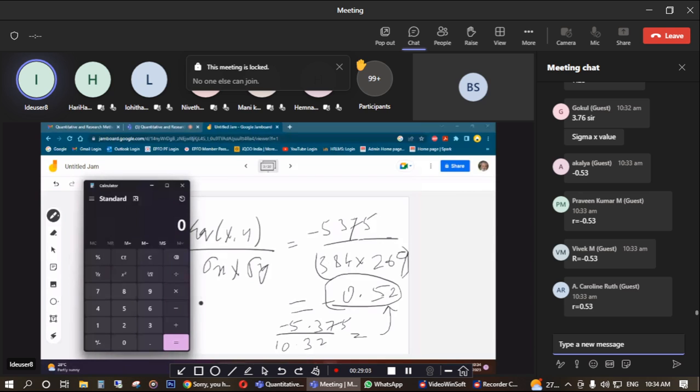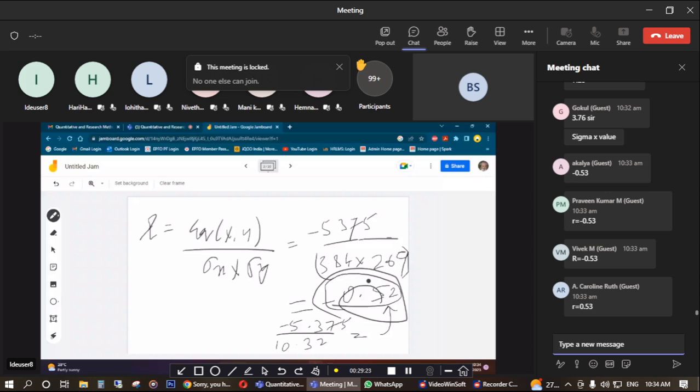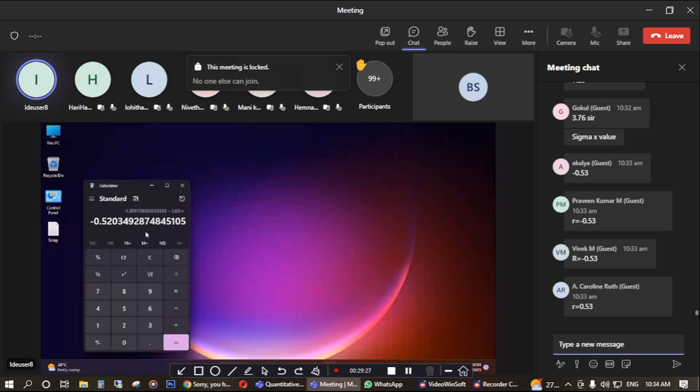How? Minus 5.375 divided by 3.84, press equal to. You will get this value. Again divide this value by the next one, 2.69. How much does it come to? Minus 0.52? That is the trick. So you have learned something, at least the non-engineering people.